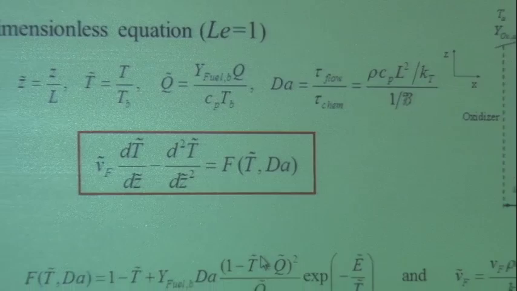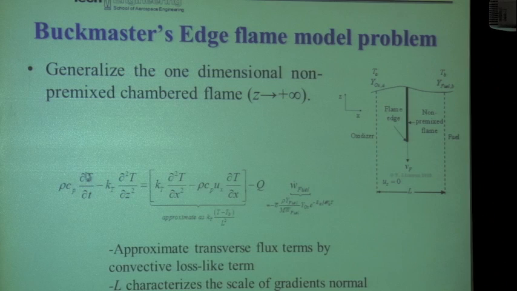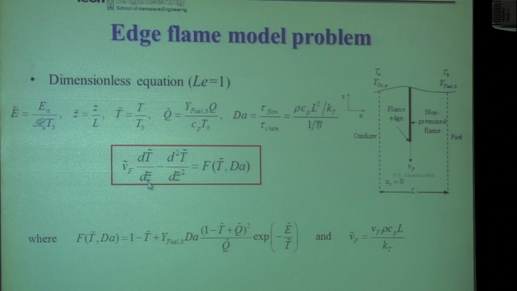And what happens is that this unsteady term, because we're going to be moving in a reference frame moving with the flame, instead of being an unsteady term, this term right here becomes this term right here, Vf times dT/dz. It looks like a convection term. This term goes here, and then all this stuff on the right-hand side becomes this function of temperature and Damköhler number, and that function is given right here.